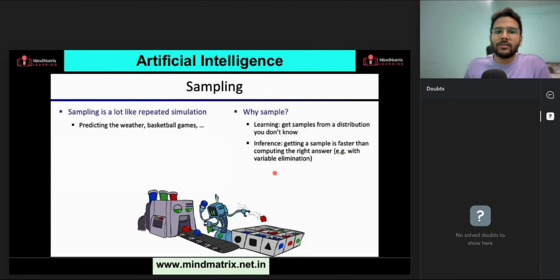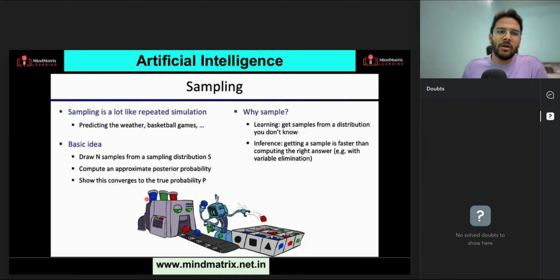Clear? Now sampling is a lot like a repeated simulation, like predicting the weather, basketball games, etc. There are a lot of examples, but what is the basic idea behind sampling? We draw n samples from a sampling distribution S. So if we have the entire distribution S, we draw out some samples, let's say n, and then we compute the approximate posterior probability out of those samples.